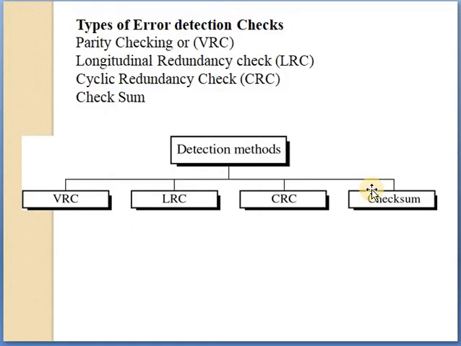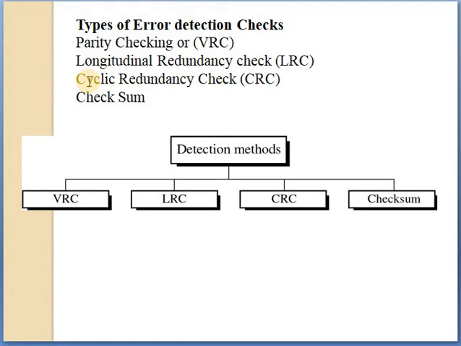Next point is the types of error detecting checks. There are mainly 4 types of error detecting techniques. First is parity checking or VRC, which means vertical redundancy check; then longitudinal redundancy check, that is LRC; cyclic redundancy check, that is CRC; and the checksum. Errors are caused by noise or other impairment during the transmission from the transmitter to the receiver.